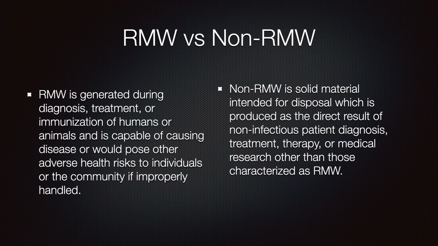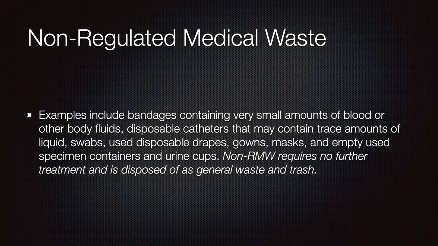And the reason why we're going to be going into more of a generalized approach to this, instead of per se like you're studying for an exam, is we're just applying this to your everyday life at the RAS, okay? So non-regulated medical waste, here's another good example: very small amounts of blood or other bodily fluids. You can dispose catheters, trace amounts of liquids, swabs, drapes, gown masks, urine cups, all of that. If it's in small trace amounts, it does not need to be tossed into a regulated medical waste receptacle, okay?